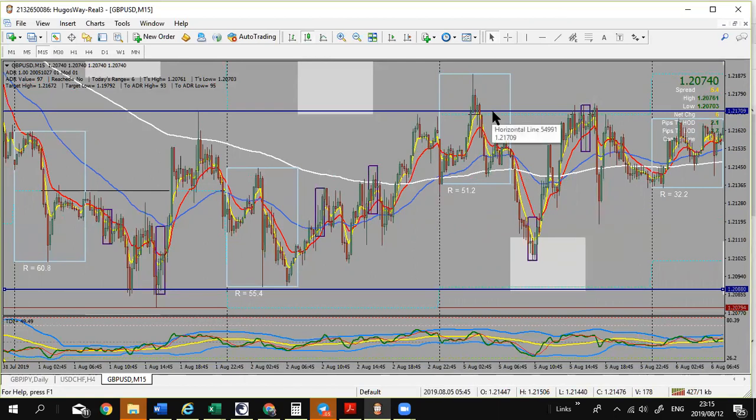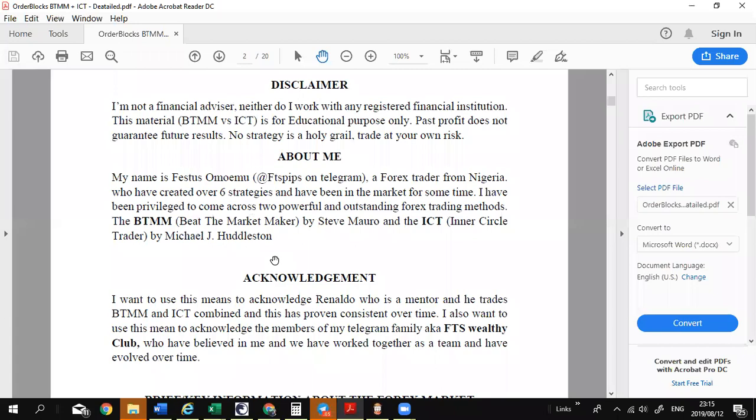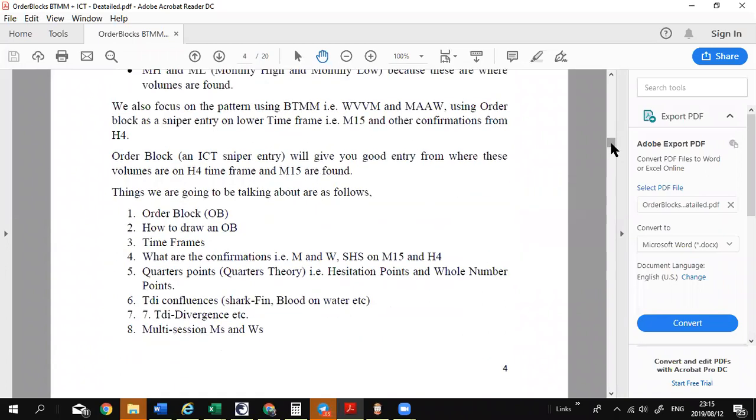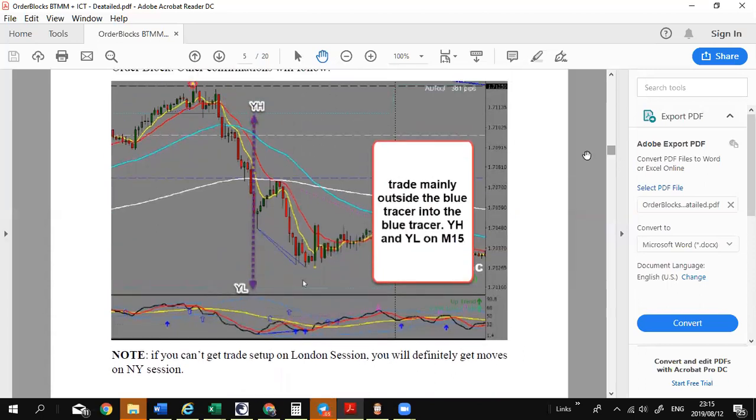So like it says in the PDF, we focus on the pattern using the market method, and using the order block as a sniper entry. It says here somewhere, always trade outside of the blue tracer. I'm just looking for the example to talk about it. It is mainly trade outside of the blue tracer into the blue tracer, from the high and low of yesterday or the previous days. So here's an example: trading out of the blue tracer and selling.